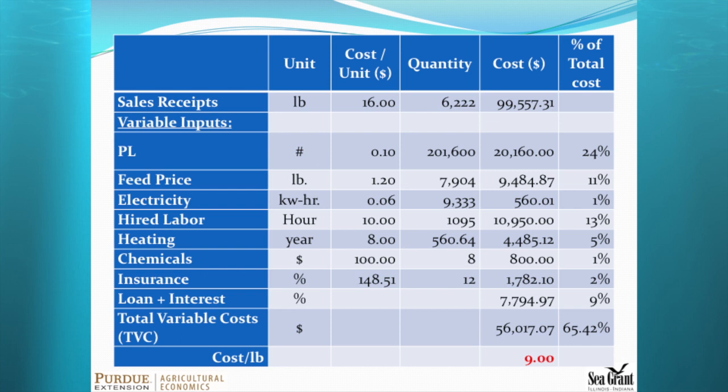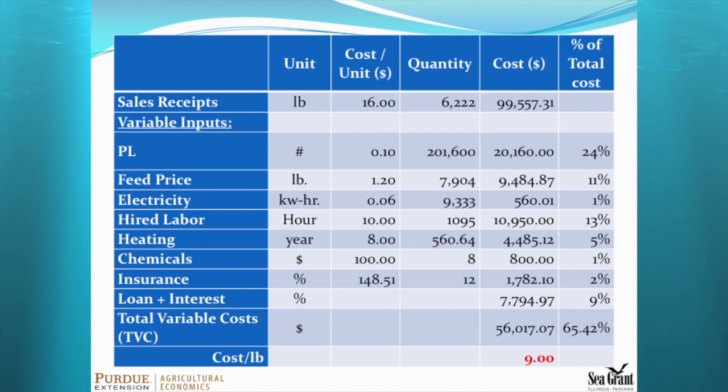Just an enterprise budget looking at everything. I guess the important numbers are the cost, the sales price, the amount of shrimp sold per year, and then the various costs. You'll notice that PLs is a very high cost, and I know there's going to be a lot of discussion on that later on.